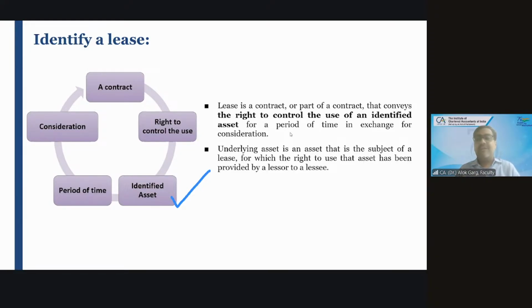If it is not an identified asset, then what accounting will you do? You will do the normal accounting. What is normal accounting? Rent expense to bank. Or rent expense to lessor, lessor to bank.